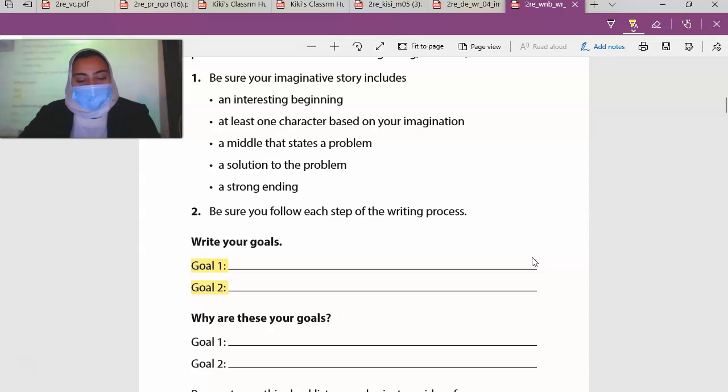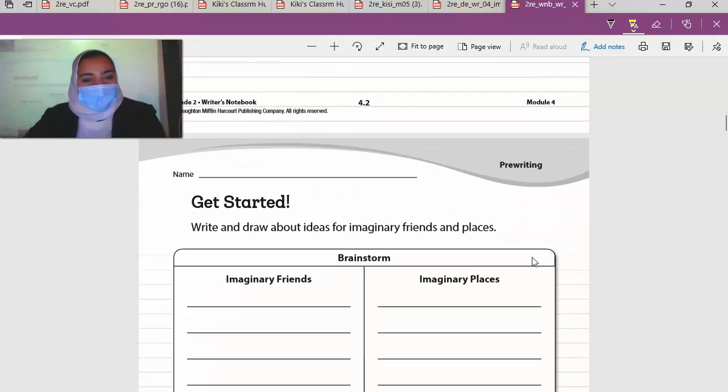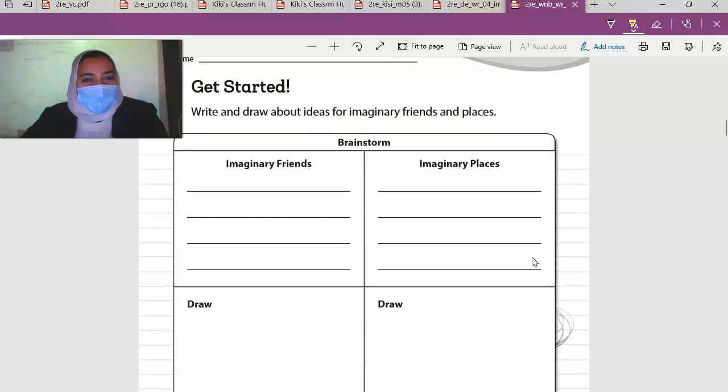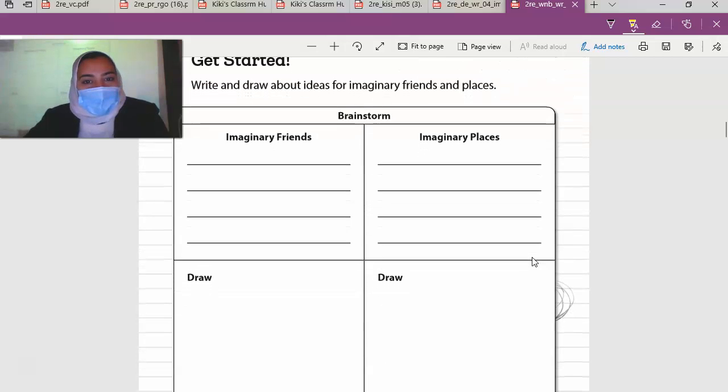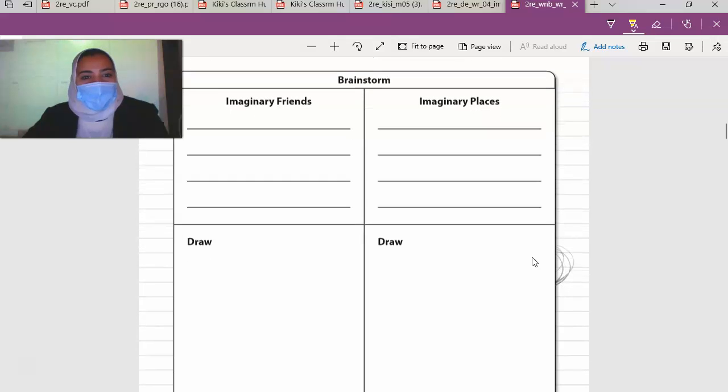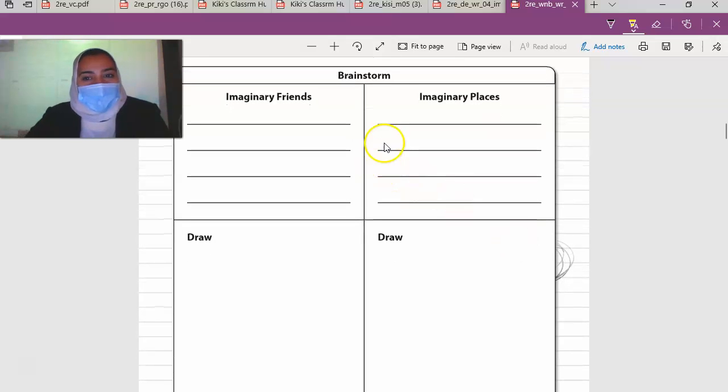Now, when you're done setting your goal, you're going to work on this next page and get started. You write and draw about ideas for imaginary friends and places. You can come up with 2, 3, or 4 imaginary friends you're going to include in your story. I would go ahead and make up 4 imaginary friends, just because you don't have to use them all in your story, but just in case you have a problem where you need more than one person to help solve, then you have that imaginary friend there.